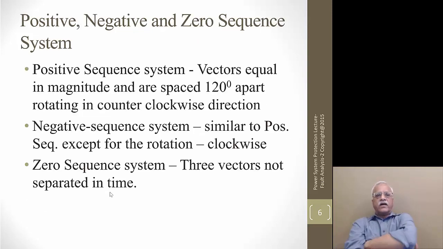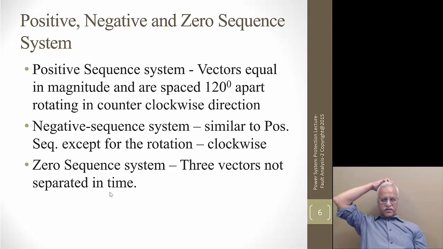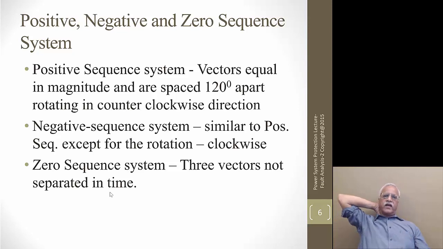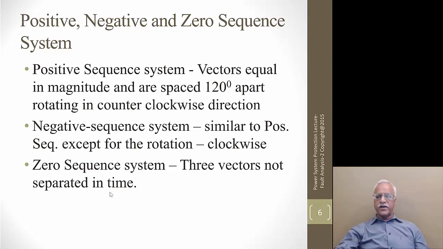So now we looked at it. Positive sequence is three vectors with the same phase rotation as the generated voltage, ABC, going in the counterclockwise direction. Negative sequence has an opposite rotation with the same phases. If I look at ACB, it goes in the counterclockwise direction, same as the positive sequence. So it is ACB in counterclockwise or ABC in clockwise rotation. You have to be careful about what you're using. And zero sequence is three vectors not separated in time.